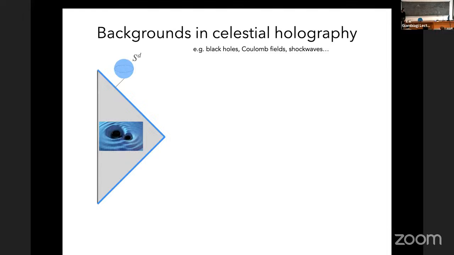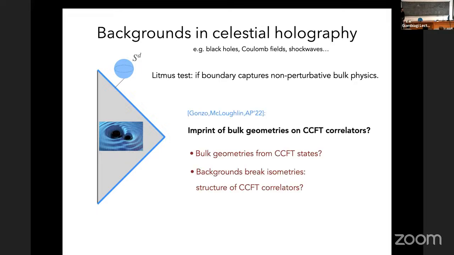Okay, so now backgrounds. Ultimately, a litmus test for any holographic proposal is whether you can keep track of non-perturbative processes, namely from the boundary theory, if you want to discuss non-perturbative processes in the bulk. Now, that's a very difficult question. We can ask a simpler question, which is, what is the imprint of bulk geometries in the celestial conformal field theory, and in particular on the correlators? If you have a non-trivial background, they break isometries, and so what happens to the structure of these correlators? In particular, I told you manifest Lorentz symmetry is something that we want because it gives us this conformal symmetry of the correlation functions. And we would also like to understand if we can describe bulk geometries just from states in the boundary theory.